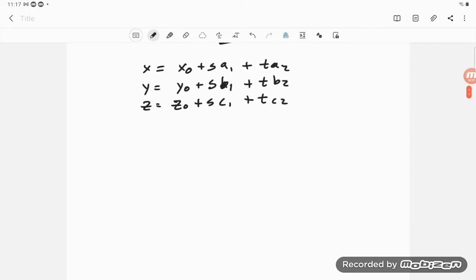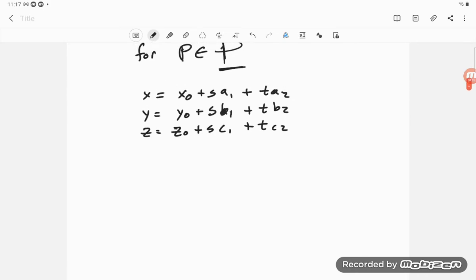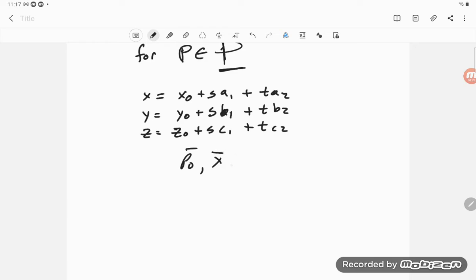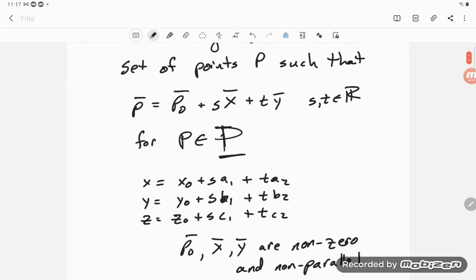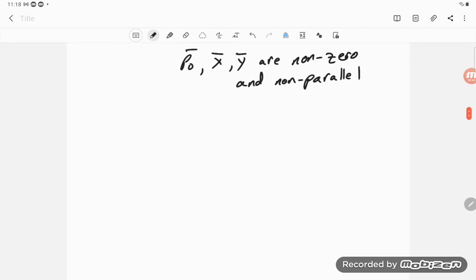Okay, and they point out that these are all non-zero. So our P0, X, Y are non-zero and non-parallel or non-proportional. Okay, so that's our definition of a plane. So anything we write like that, we can call it a plane.